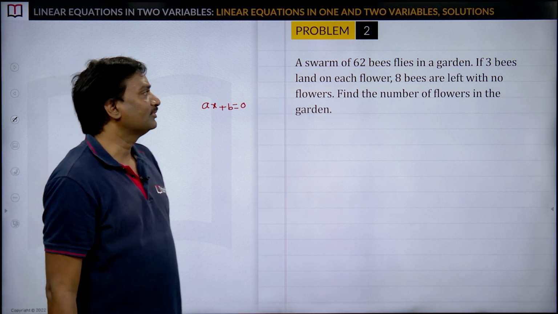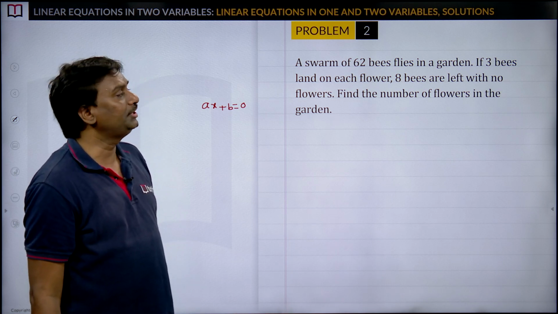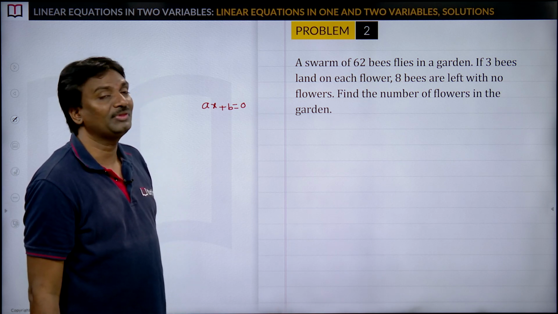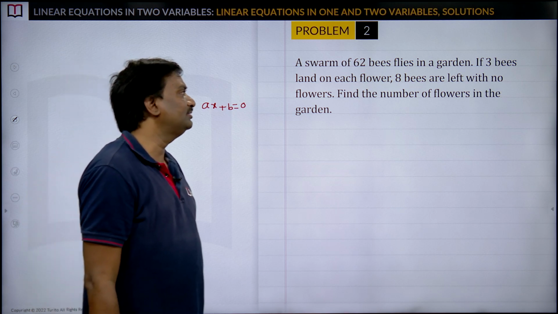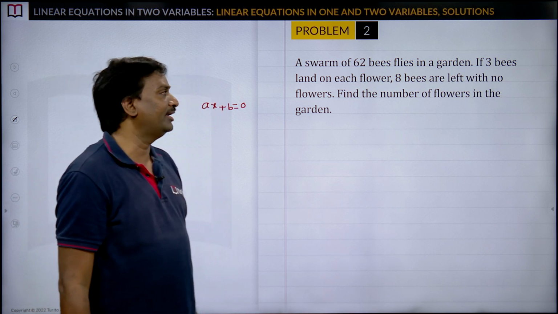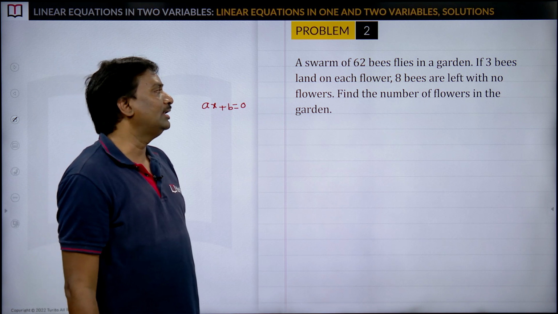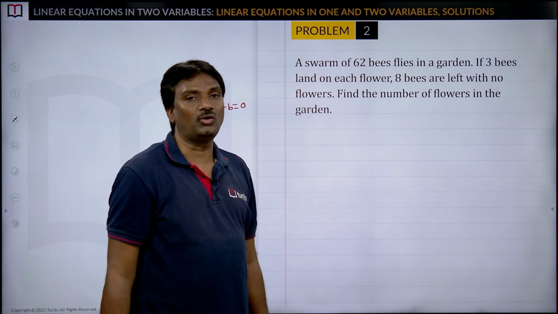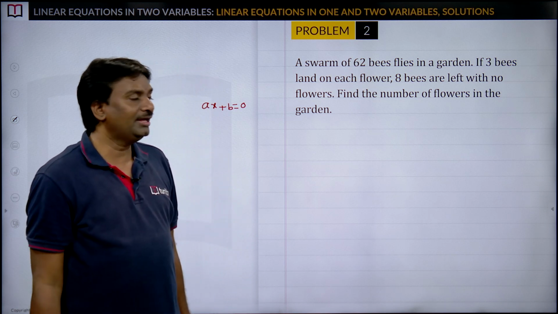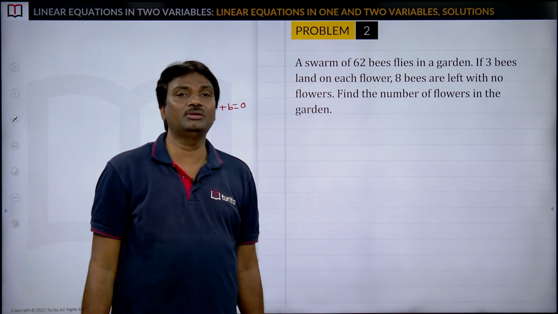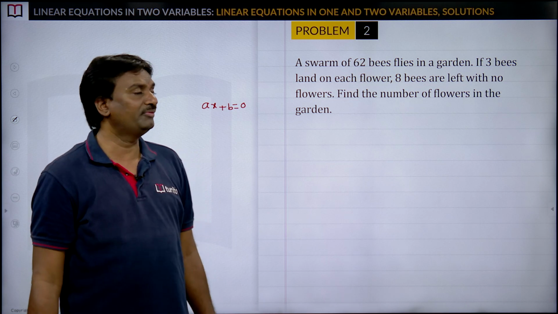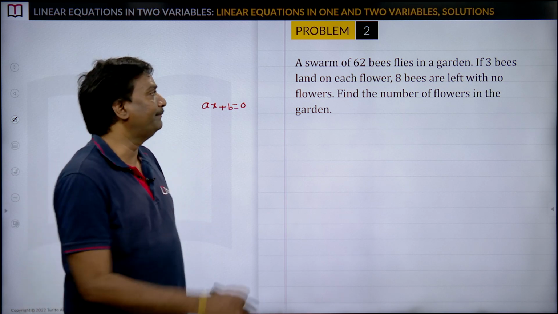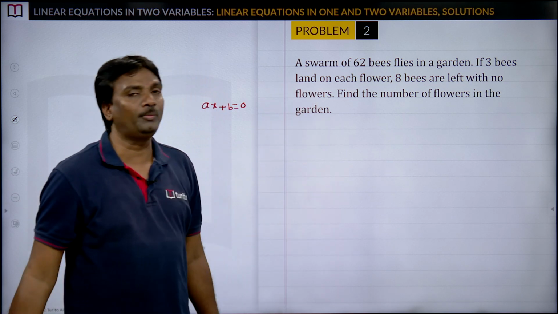Now, look at this one. A swarm of 62 bees flies in a garden. If 3 bees land on each flower, 8 bees are left with no flowers. Find the number of flowers in the garden. One garden is there. In that garden, we have some flowers. On the flowers, some bees are there.